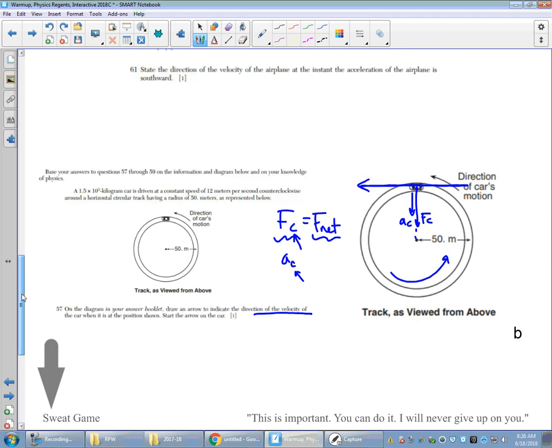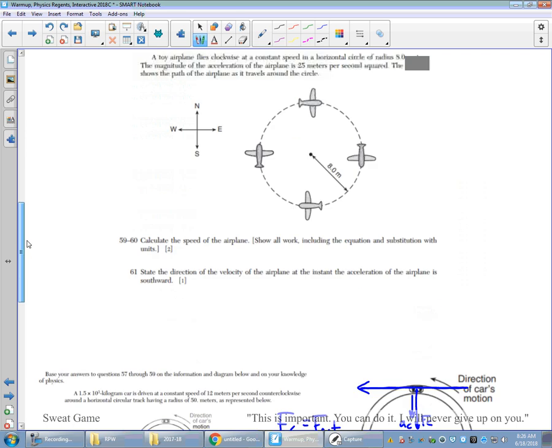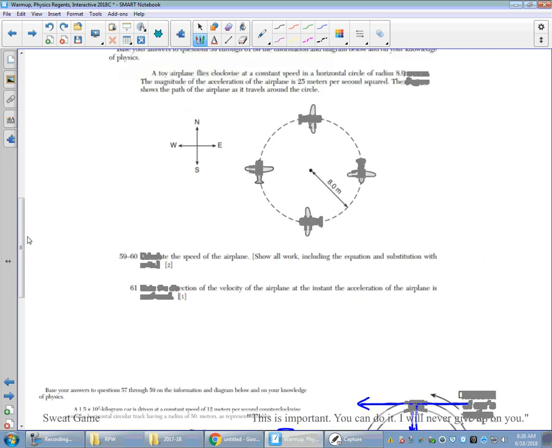Now, recently, we've been playing a little game. It's kind of a nice question here, like question 61. What's the direction of the velocity at the instant that the acceleration is south? That's a bit of a mouthful here, but you got to pay attention to what it's saying. When the acceleration is south, then tell us the direction of the velocity. Well, let's check it out.